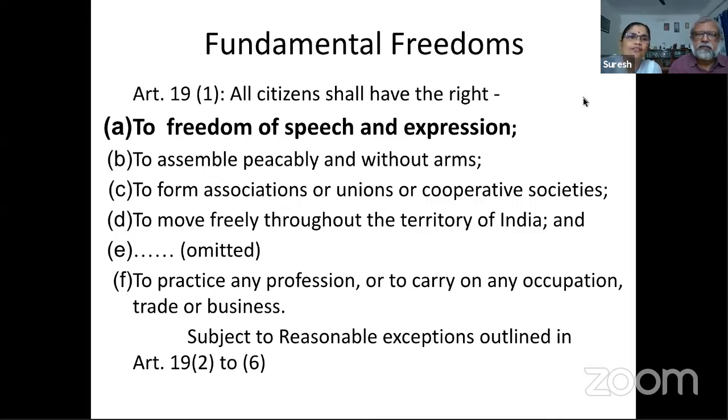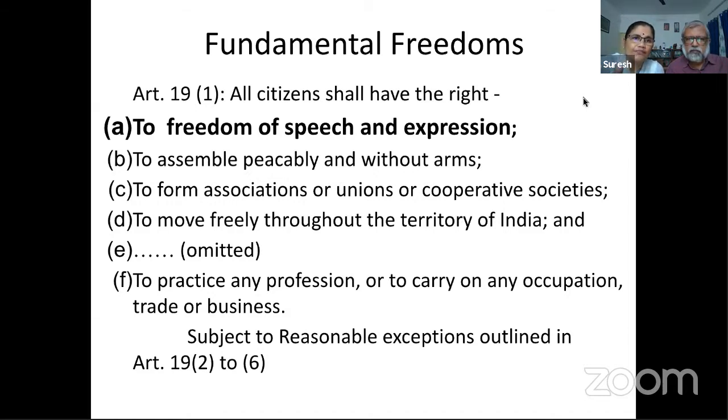So now, as you can all see, we are dealing with clause A, which is the freedom of speech and expression. And once you are on the screen, what you would notice is that only in respect of clause A, you will find the word freedom. So all citizens, 19(1) starts with all citizens shall have the right. And A alone says freedom of speech and expression. The rest, which is B, C, D, and F, do not have the word freedom. It just says you'll have the right to assemble peaceably and without arms, to form associations or unions or cooperative societies, to move freely throughout the territory of India, and to practice any profession, trade, etc.